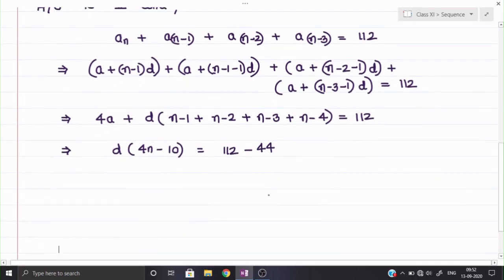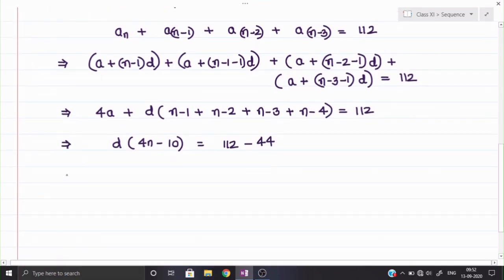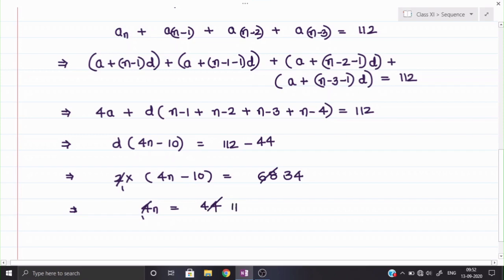Now further, value of D also I am keeping here. Value of D is 2. So 2 into the bracket 4n minus 10 is equal to 112 minus 44, which is 68. 2 ones are 2, and this will be 34. So 4n will be equal to 44 because minus 10 is going on that side, and 4 ones are 4 and 4 11s are 44.